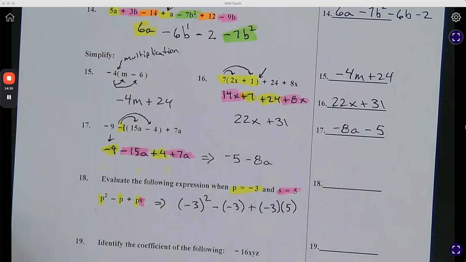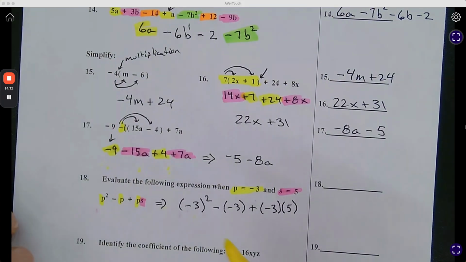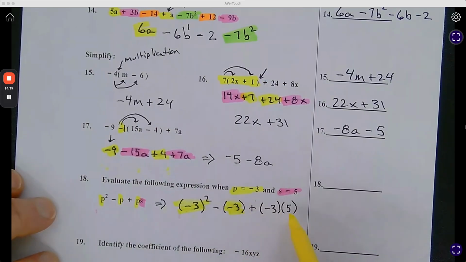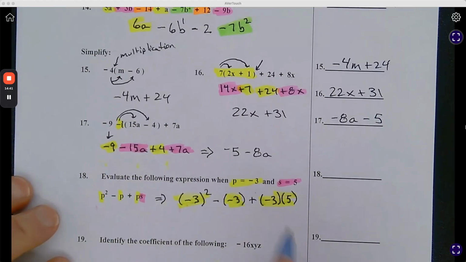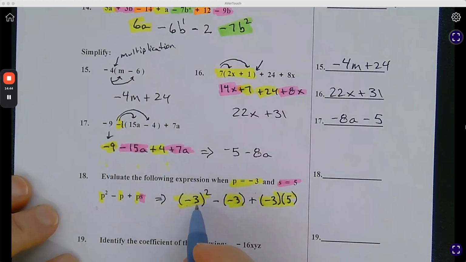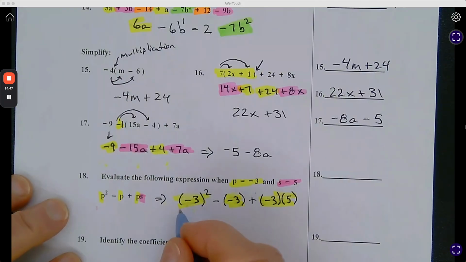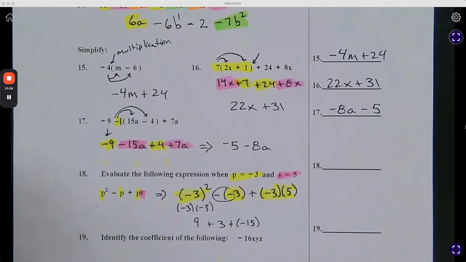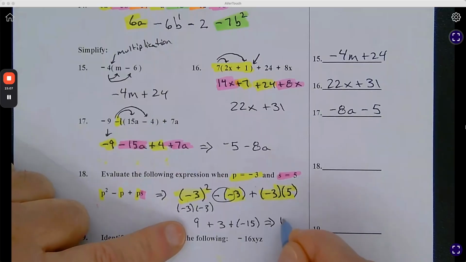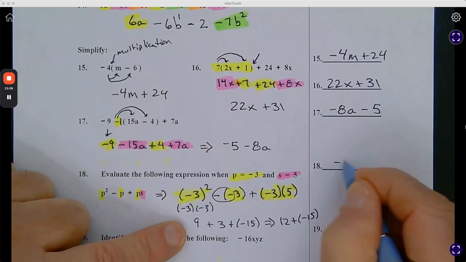Now I'm going to go through and simplify. I'm going to look at all my terms. There's a term, there's a term, and there's a term. They're separated by addition and subtraction. Simplify your terms. Negative 3 in parentheses squared. That's negative 3 times negative 3. And that's a positive 9. Negative negative makes a positive, right? And then negative 3 times 5 is plus a negative 15. Or minus 15. That would work as well. 9 plus 3 is 12. Plus negative 15 is negative 3.